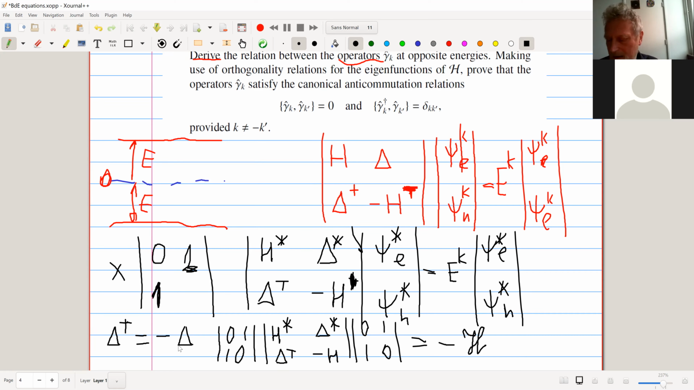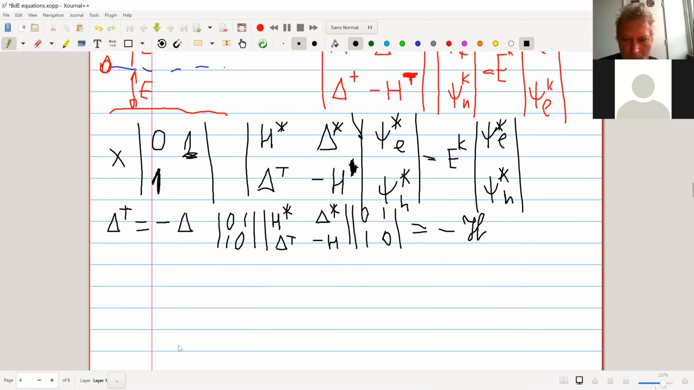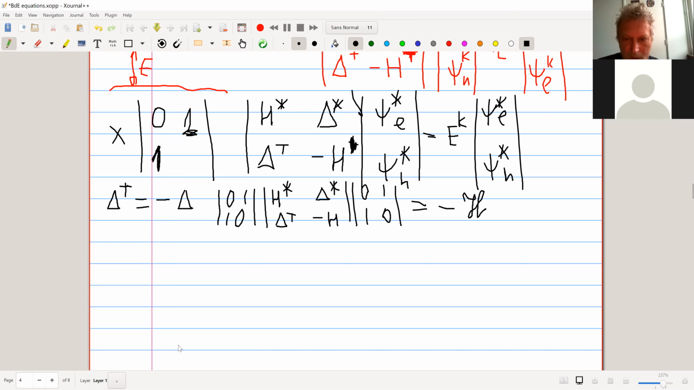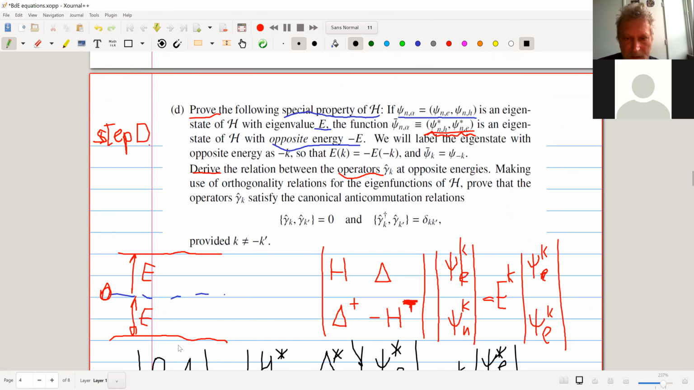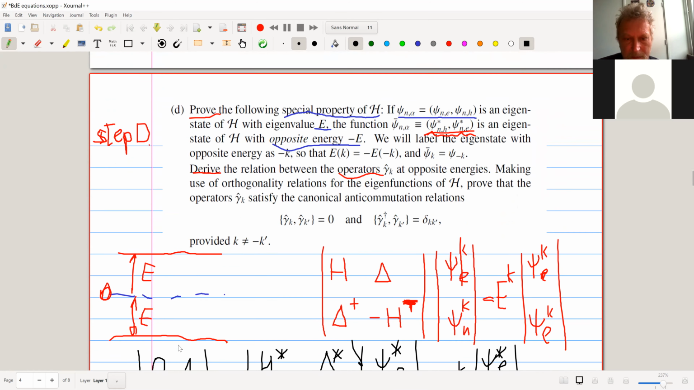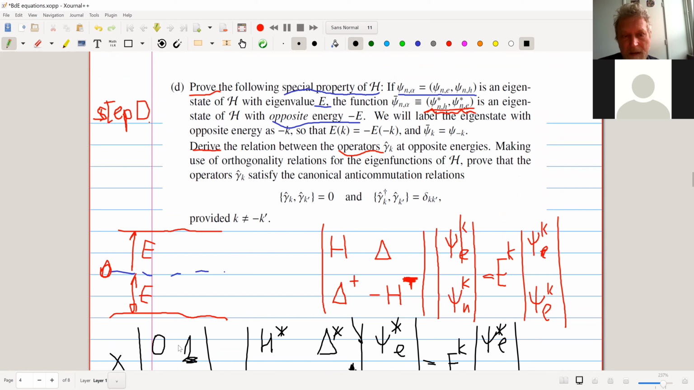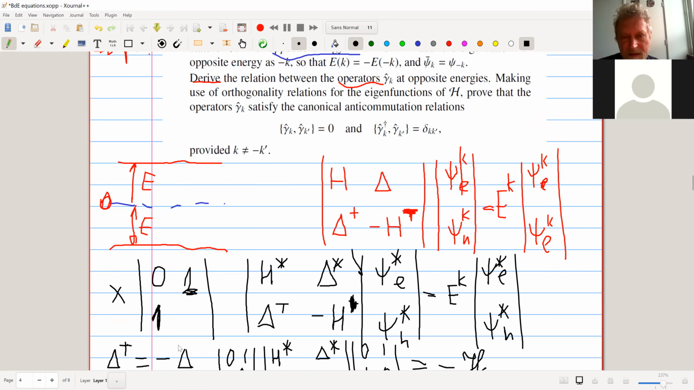All right, I've done this. Let me understand what I have to do. Making use of the anticommutation relations for the eigenfunctions of H, prove that the operators satisfy the canonical commutation relations.